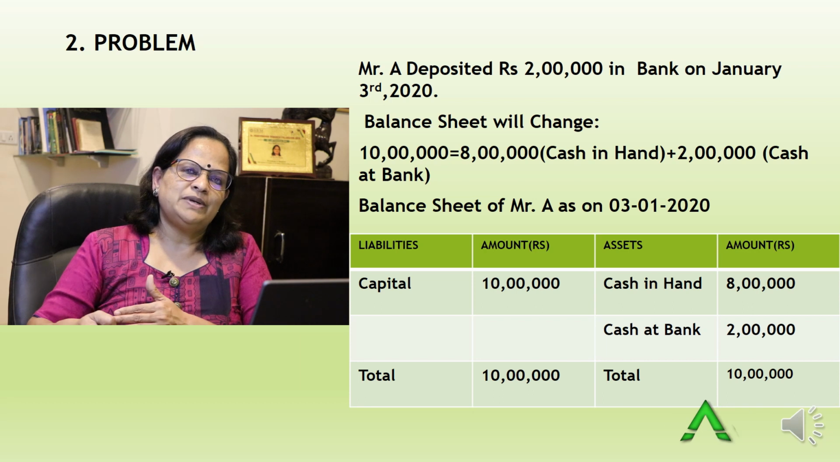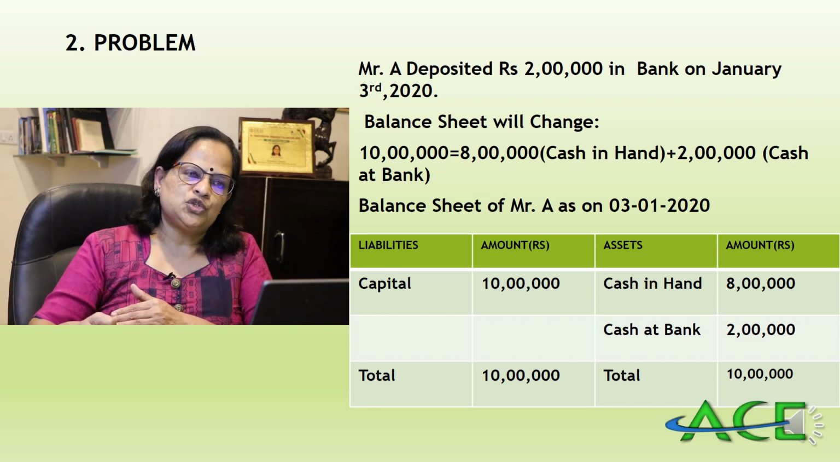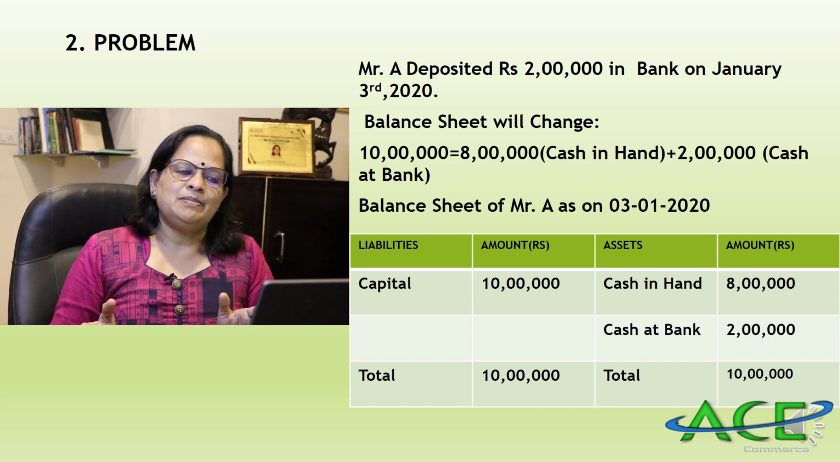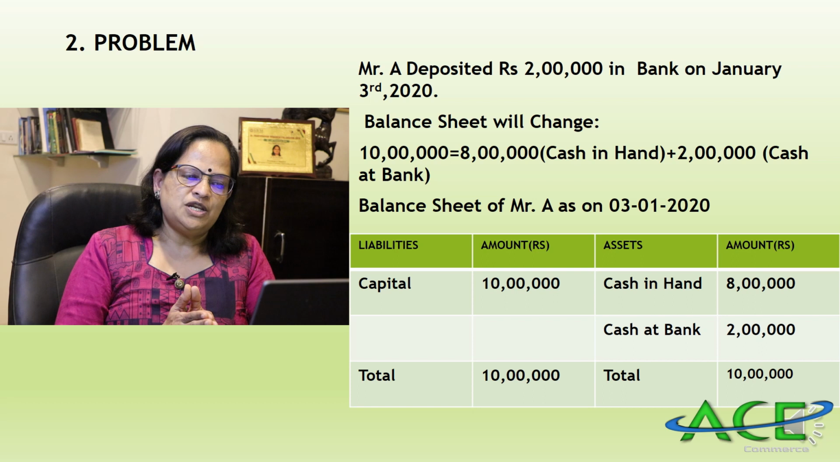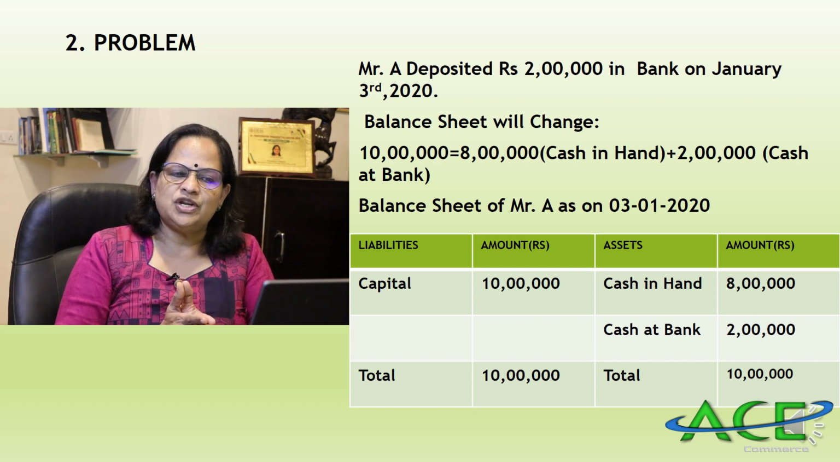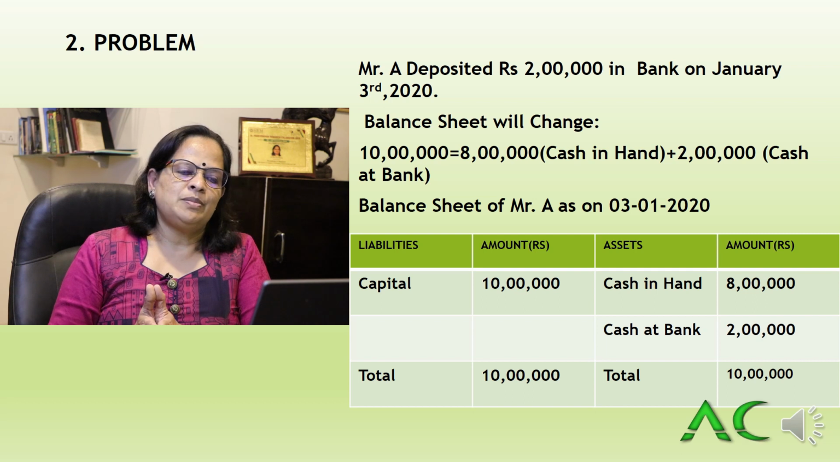So here what happens is, cash in hand will reduce to 8 lakhs and cash at bank will appear as a new item on the asset side, 2 lakhs. So that is the change in the balance sheet. If you look at the balance sheet equation, 10 lakhs is equal to 8 lakhs cash in hand plus 2 lakhs cash at bank.